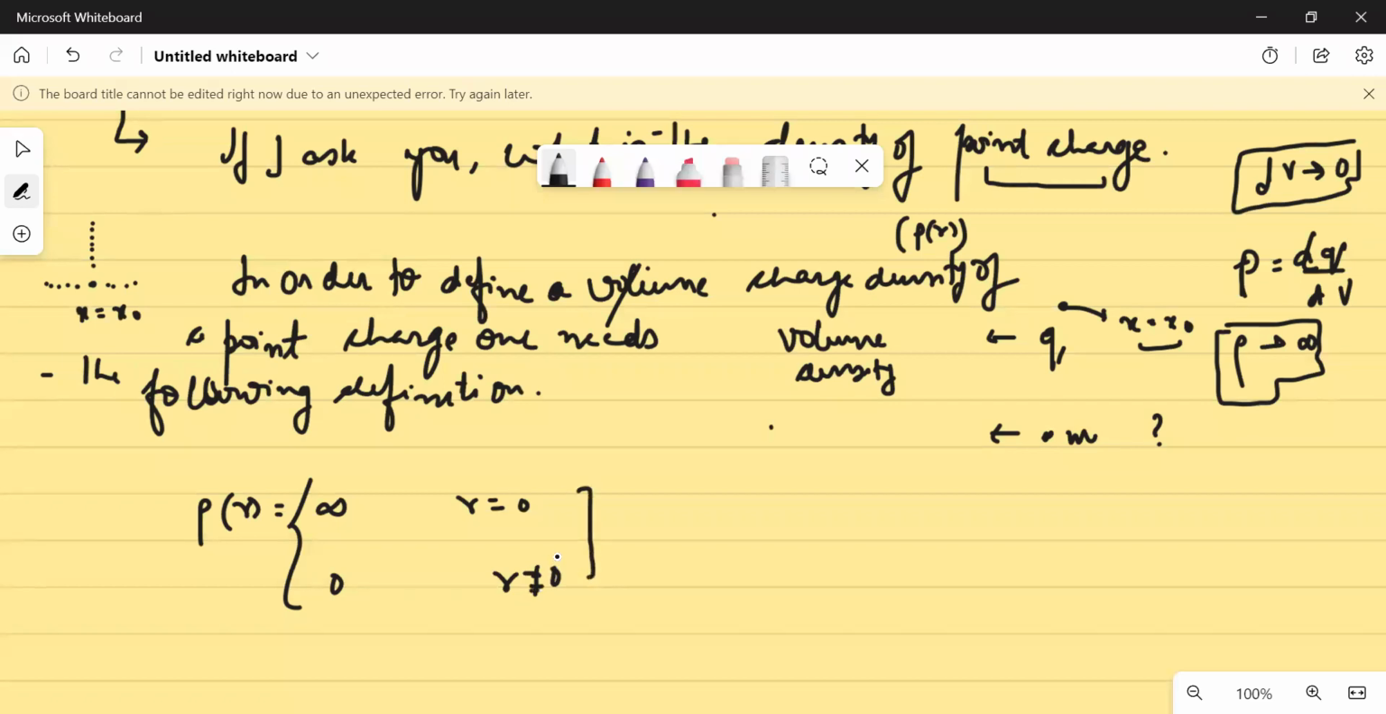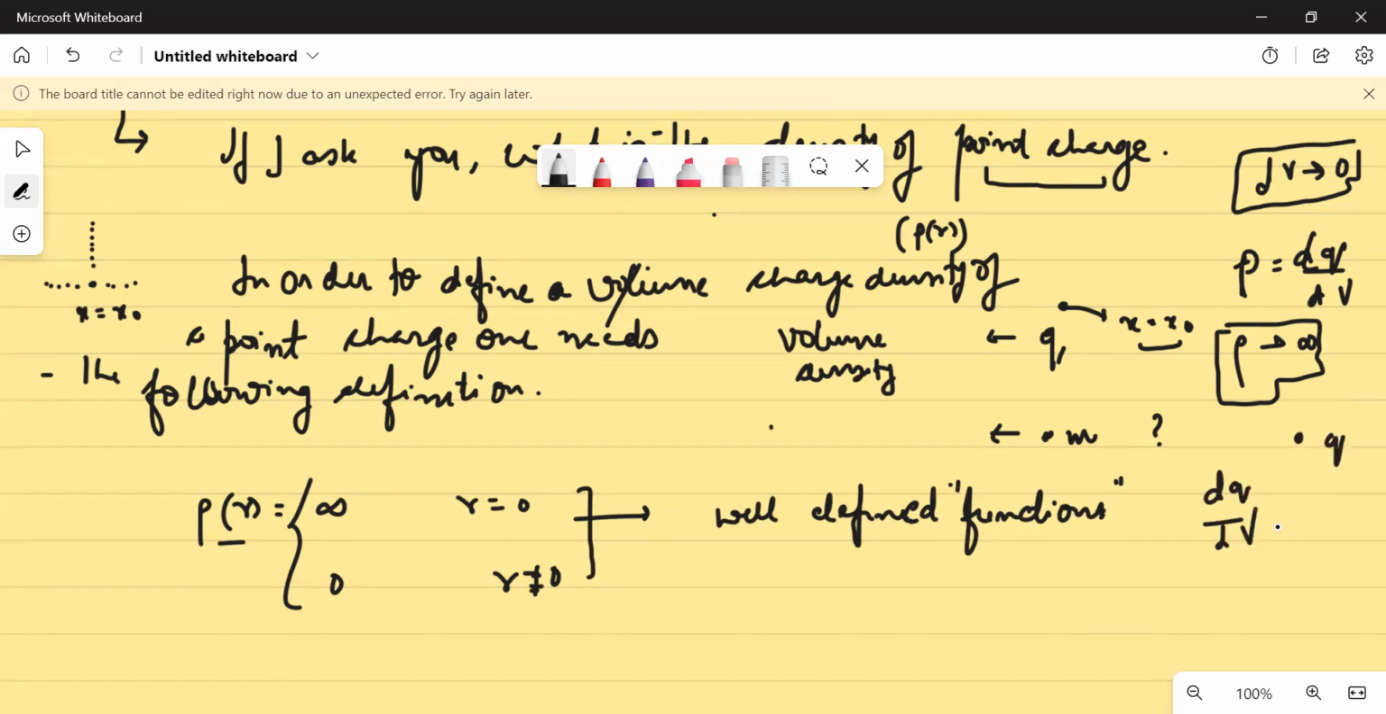I hope it is clear. So in general, there is no such well-defined function which fulfills our demand. If I write dq upon dv for a point charge, then obviously it is not even tending to zero, it is exactly zero. So it's like 1 over 0 does not exist. There is no such value defined as 1 upon 0. So there is no such well-defined function.